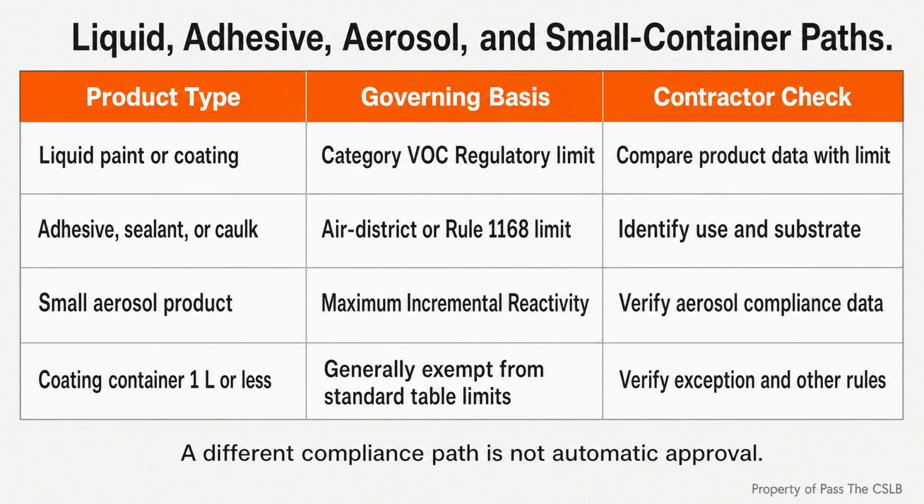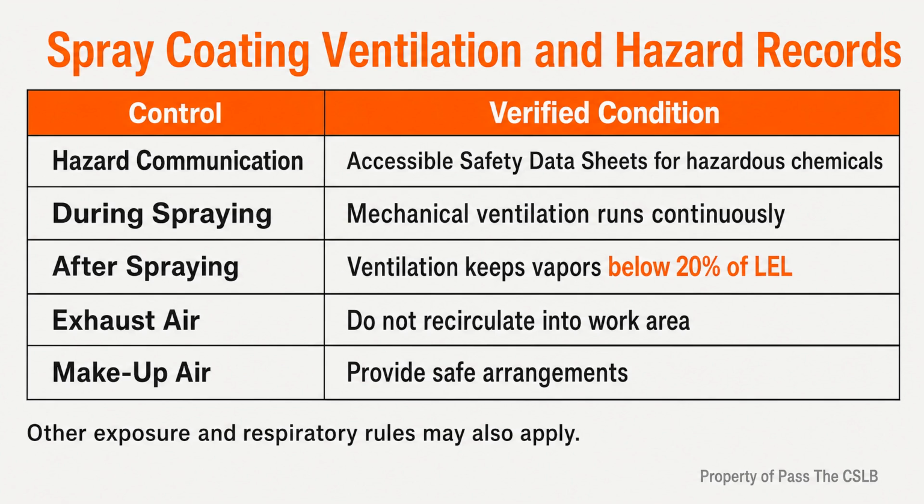Spray application adds immediate ventilation controls. California occupational safety rules require mechanical ventilation to operate continuously during spray coating operations and continue long enough afterward to keep flammable vapors below 20% of their lower explosive limit. The spray checklist adds 2 more controls. Exhaust from the spray operation is not to be recirculated into the work environment, and safe arrangements for makeup air must be provided. Other exposure controls and respiratory protection requirements can also apply. The 20% threshold is not permission to ignore those separate duties.